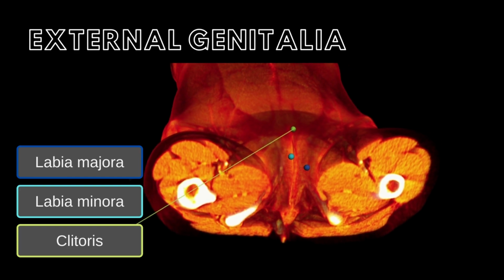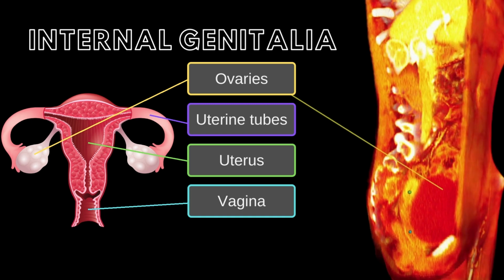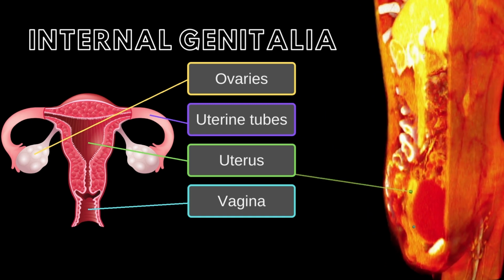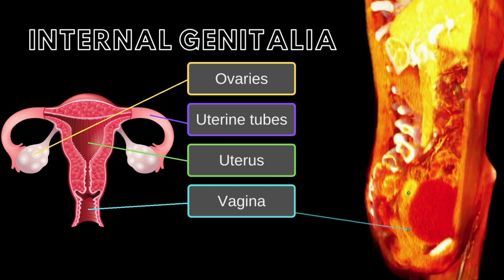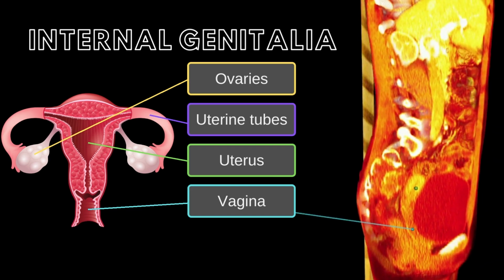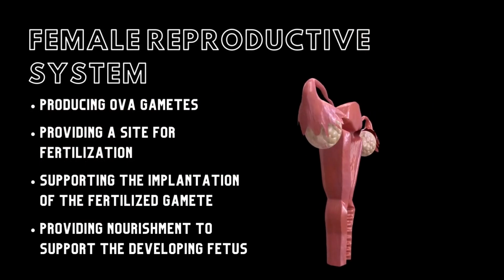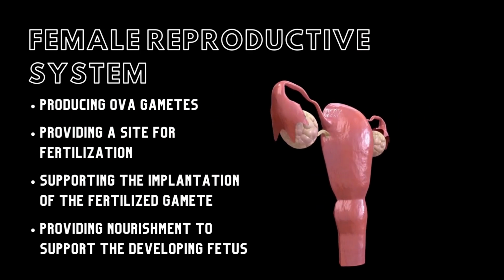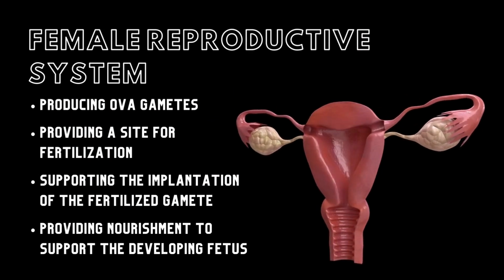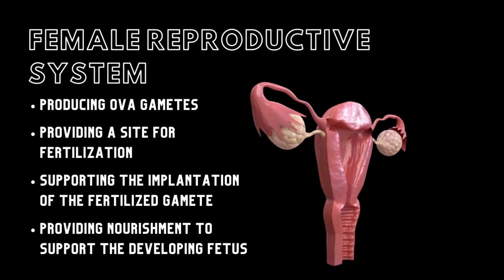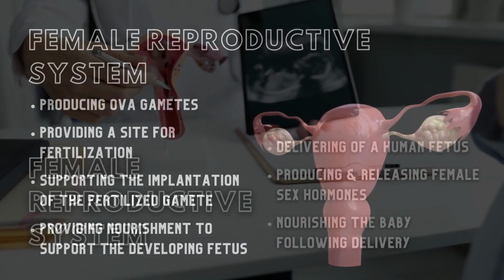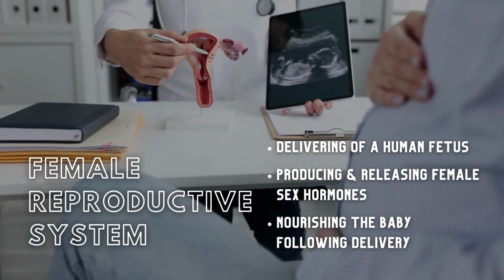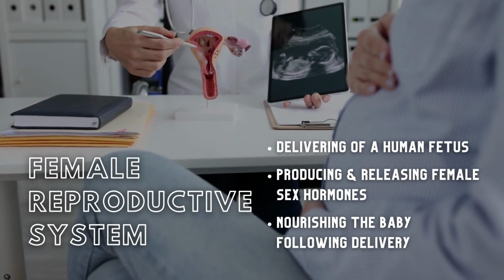The internal pelvic structures are the ovaries, which we will learn more about later on, the uterine tubes, also termed the fallopian tubes, the uterus, and the vagina. The female reproductive system has many functions, which include producing ova or gametes, providing a site for fertilization, supporting the implantation of the fertilized gamete, providing nourishment to support the developing fetus, delivering a human fetus, producing and releasing female sex hormones, and nourishing the baby following delivery.